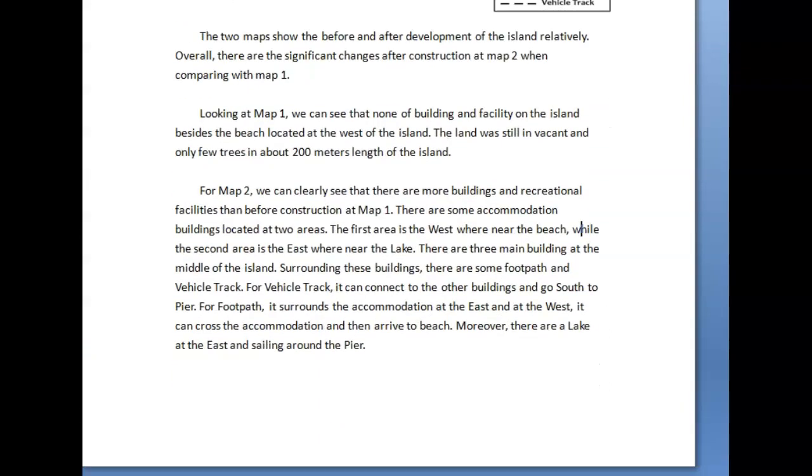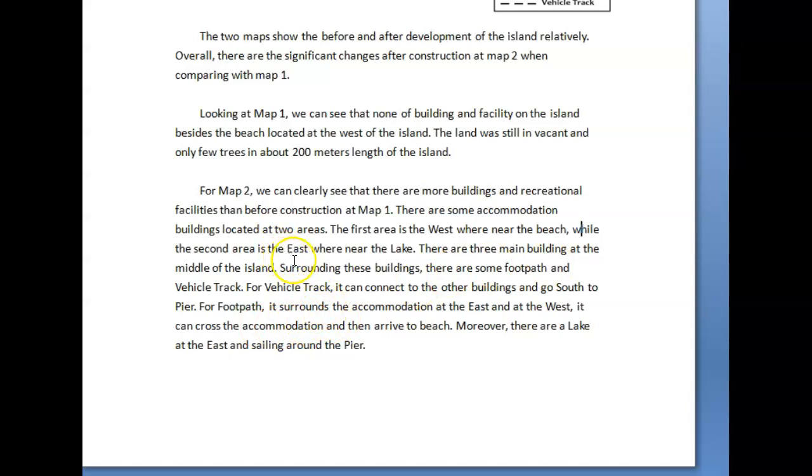Okay, all right. Look for map 2. We can clearly see that there are more buildings and recreational facilities than before in map 1. There are some accommodation buildings located in two areas. First area is the west near the beach, while the second area is in the east, or in the eastern section near the lake, not where. There are three main buildings in the middle of the island, or even better, could have been in the center, maybe? Yeah, it's fine, I suppose.